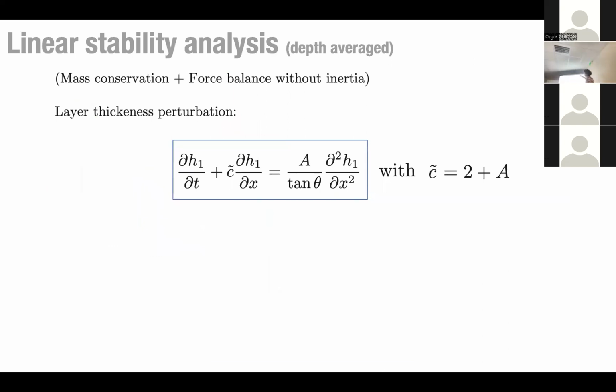So more quantitatively, we can do the linear stability analysis, depth averaged, again, no inertia. And what you end up with for the equation of the layer thickness is interesting because it's a diffusion equation, moving in the reference frame of the waves. The diffusion coefficient is A, the slope of the rheogram, divided by tangent theta. If you take a Newtonian fluid, where when you increase the stress the fluid flows faster, A is positive. So if you put a perturbation, the perturbation diffuses and it's stable. The flow is stable without inertia, right?